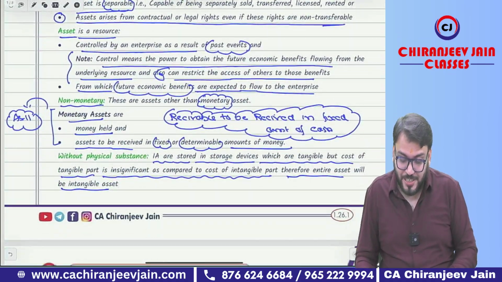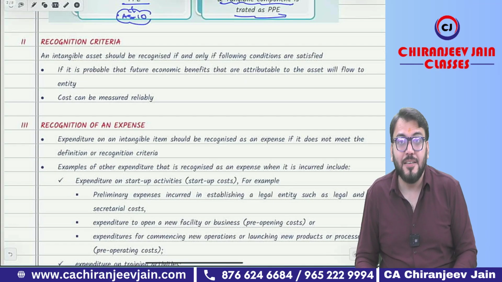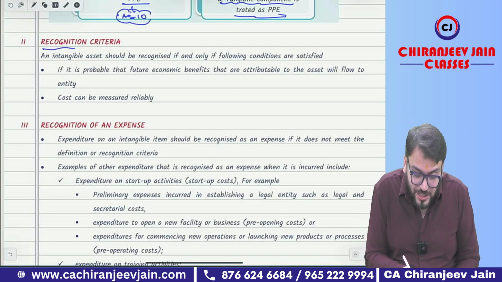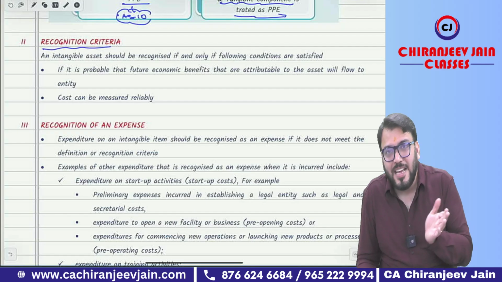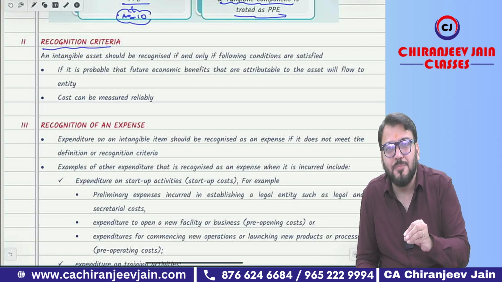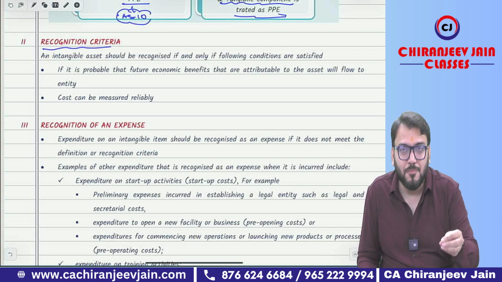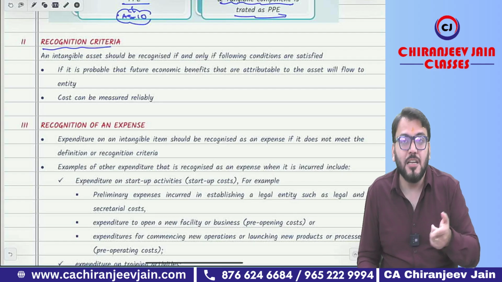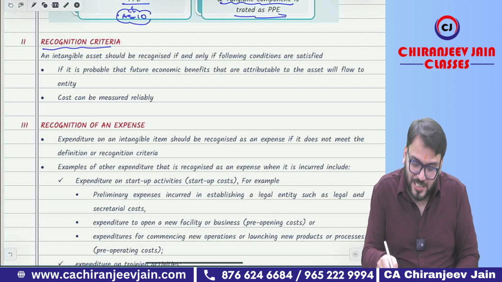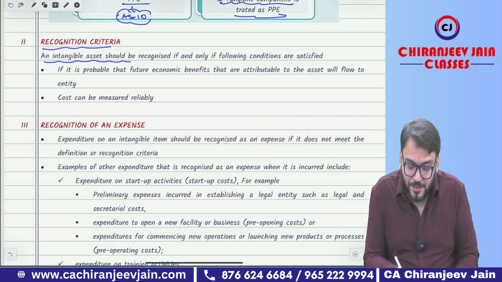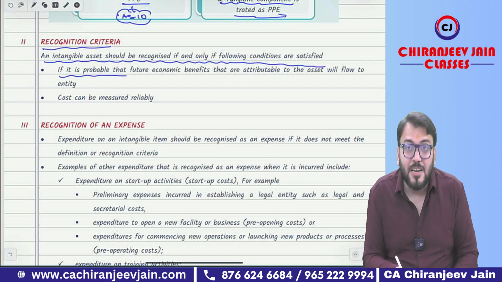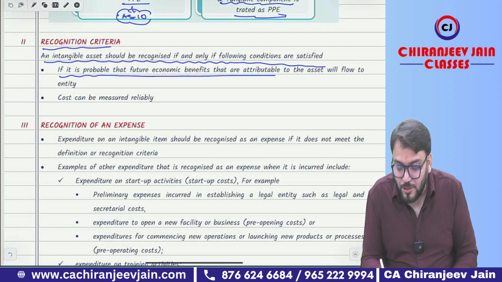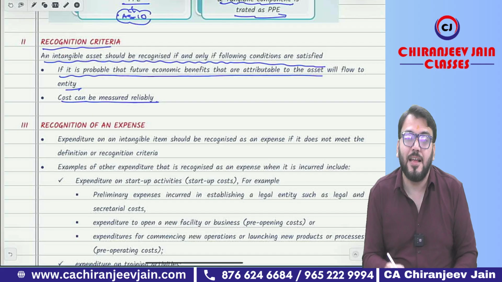Chalega. Now, once the definition is completed, then we'll go to recognition criteria. Same to same recognition criteria, whatever we have done under AS10. With AS10 done, AS26 will become super easy, because we have already done some discussion under AS10. The recognition criteria, same to same, you can see the same two conditions are given. An intangible asset will be recognized if and only if the following two conditions are satisfied. If it is probable that future economic benefits that are attributable to the asset will flow to the entity and cost can be measured reliably. Both conditions need to be satisfied.